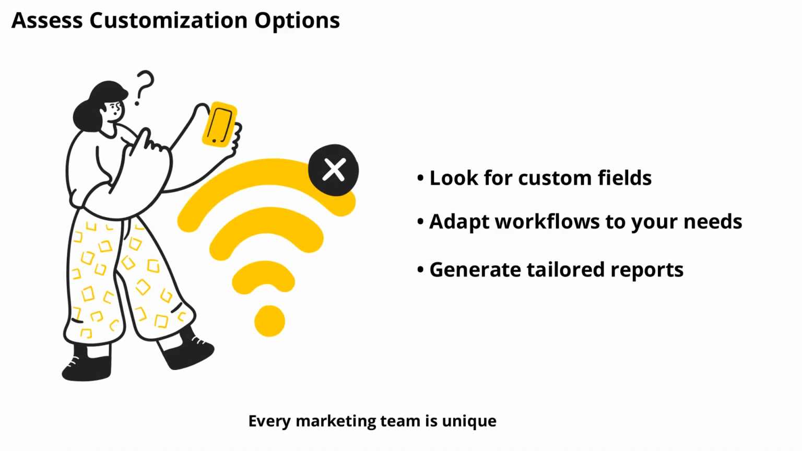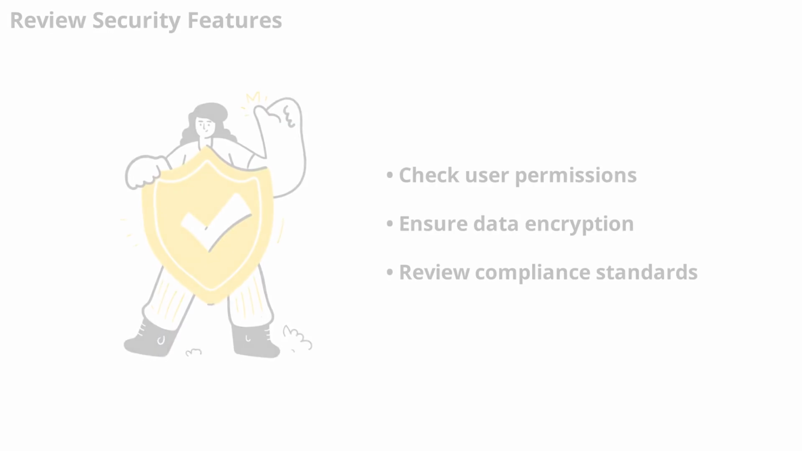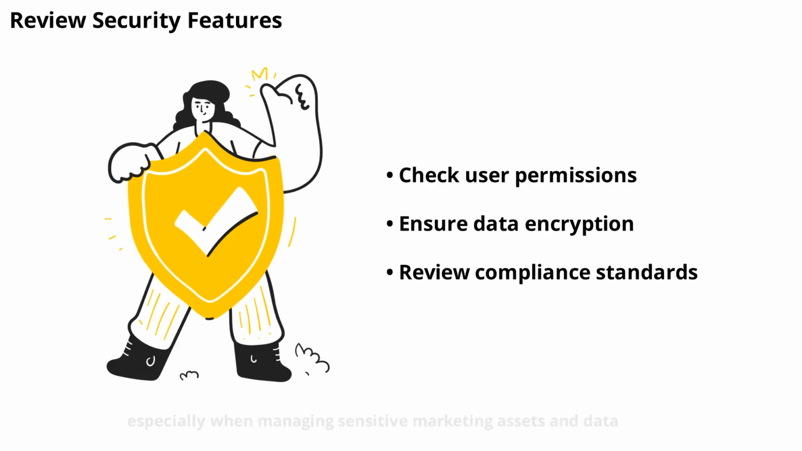Every marketing team is unique, so it's important to choose software that can be customized to fit your specific processes. Check if the inventory management system allows you to create custom fields, workflows, or reports. Customization ensures that the software adapts to your team's needs, rather than forcing you to change your processes to fit the tool. Security is a top priority, especially when managing sensitive marketing assets and data.